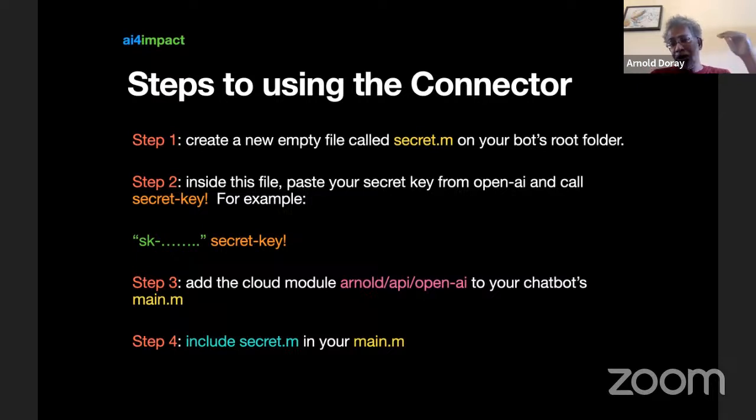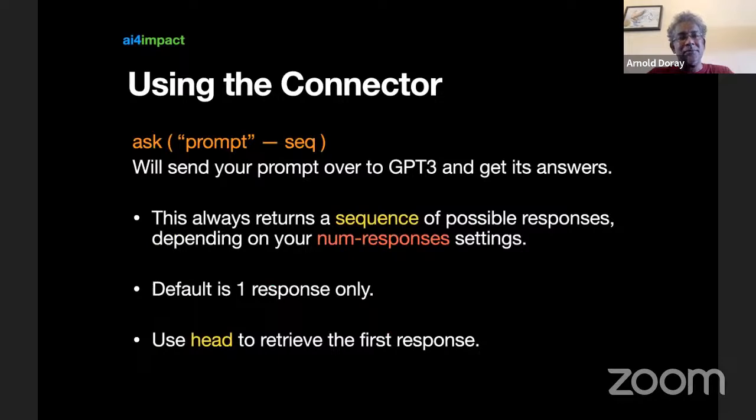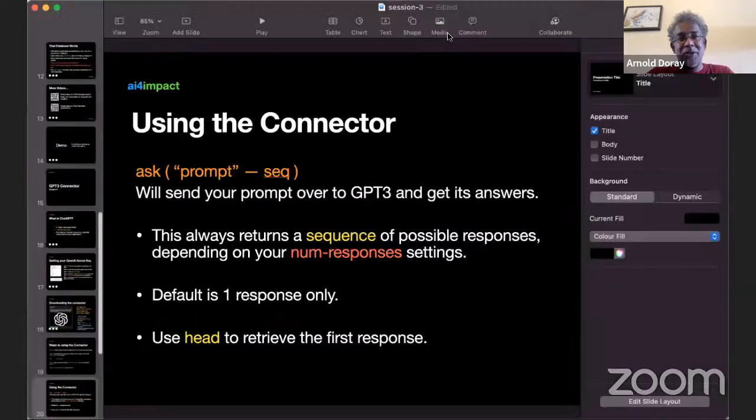You do need to use a cloud module. The cloud module is called Arno, which is my username, /API/open-AI. That's step number 2. If you publish your own connector, then it'll be your username /API/open-AI or whatever name you've given it. This needs to be in your main.m, and then also in your main.m, after the cloud include, you need to include the secret key. Include secret.m. Let me go through those steps, because it can be quite confusing, before I move on.